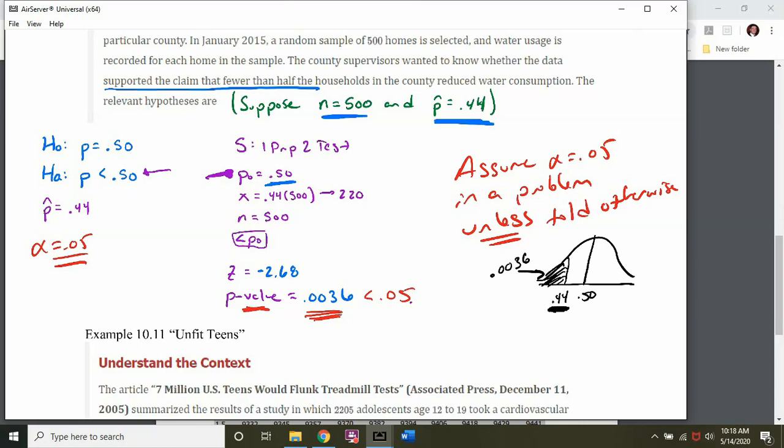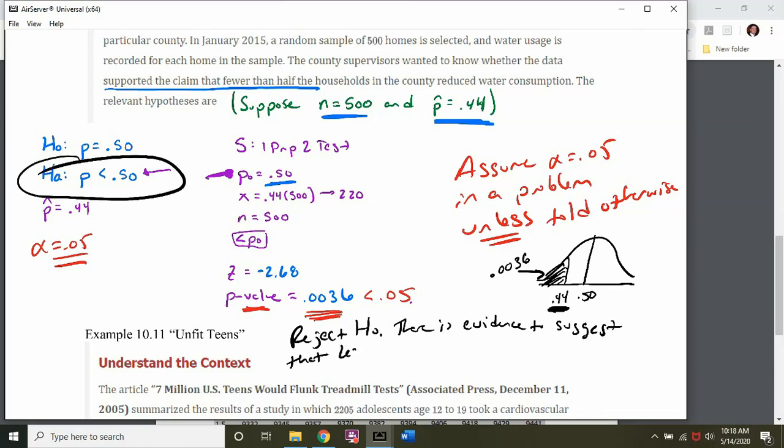Okay, so what's the conclusion? Since the p-value is less than alpha, reject the null hypothesis. Okay, there is evidence to suggest that less than half, right, we're accepting this, in this case, that less than half of the county residents have reduced water consumption.